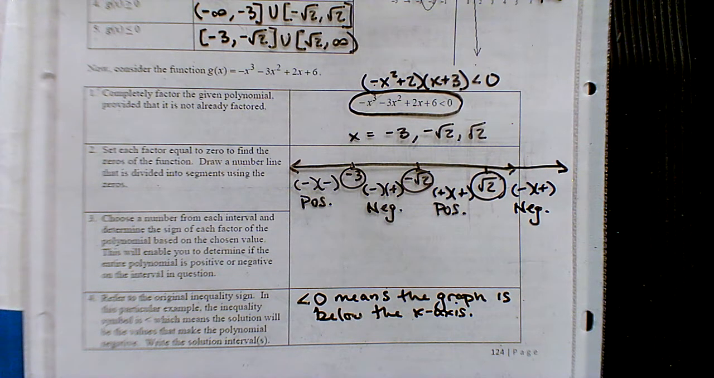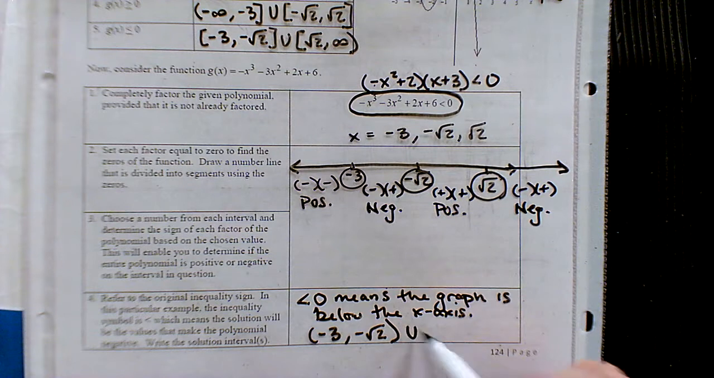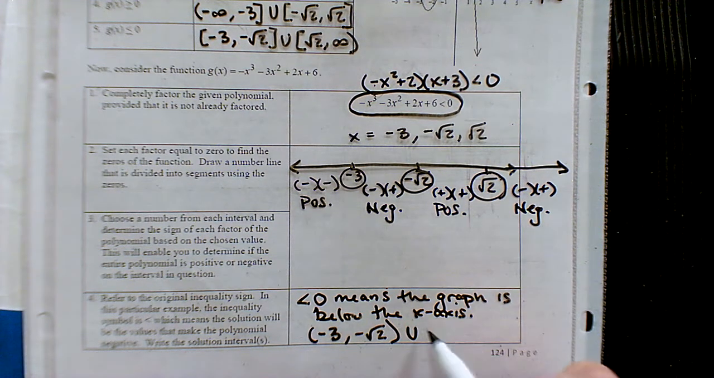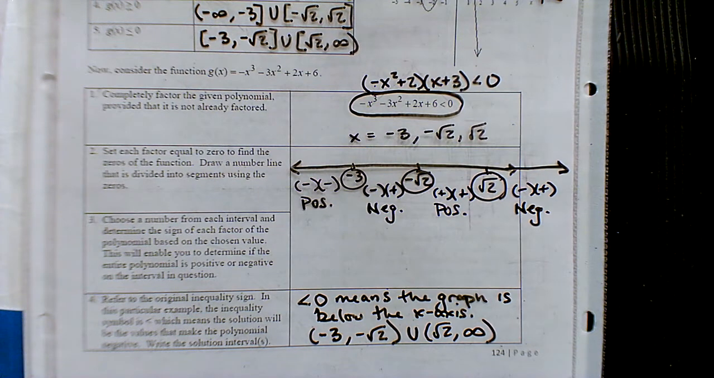Okay, we just want to be below the x-axis, not on it, okay, because we don't have that bar there. So looking at your number line, it looks like we're negative, aka below, from negative 3 to negative square root of 2. We cannot include those values because those are on the x-axis. We just want to be below. And it looks like we have another interval from square root of 2 to infinity. Does that match the interval we had from the chart above when we had the graph?